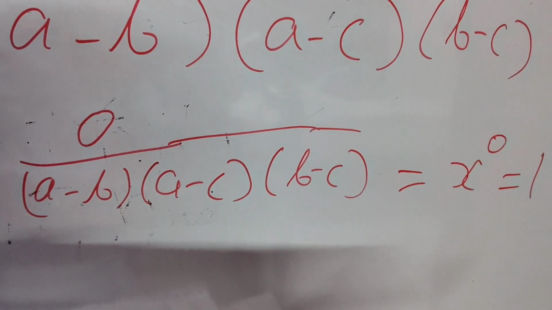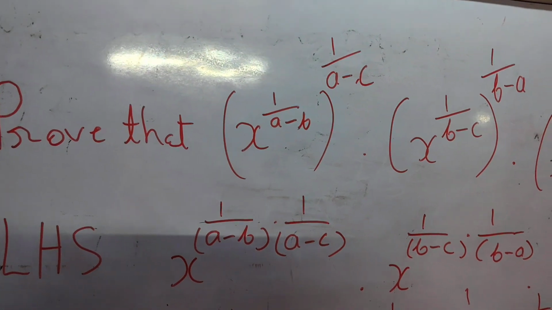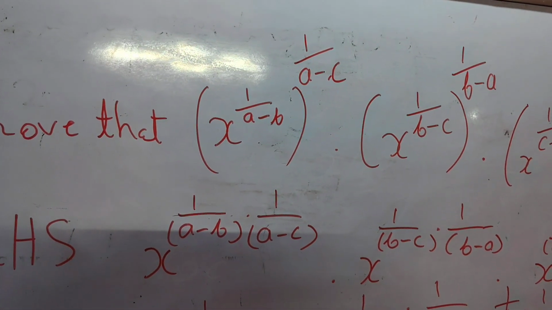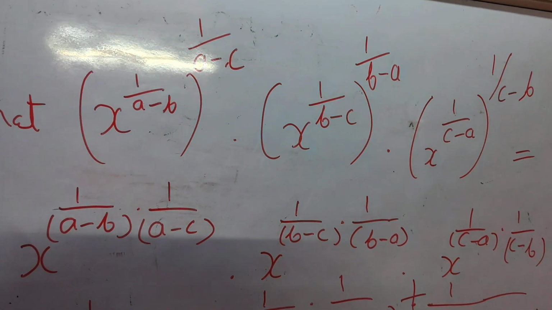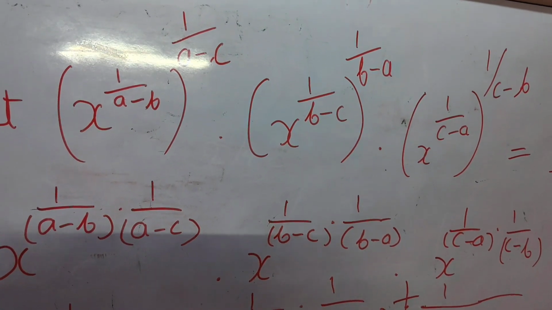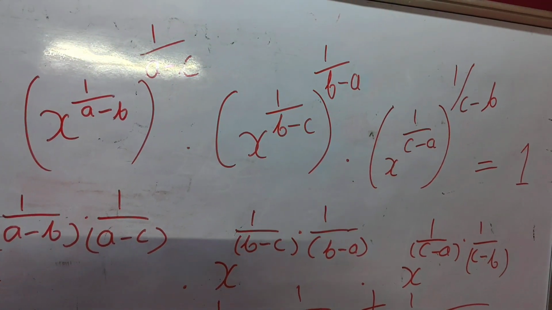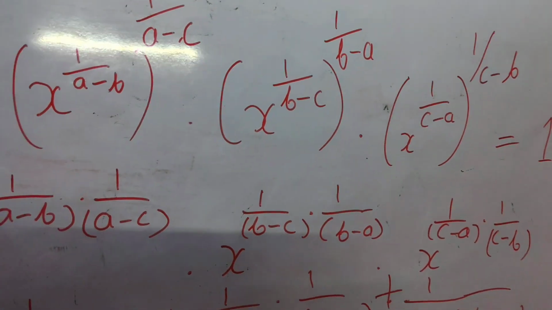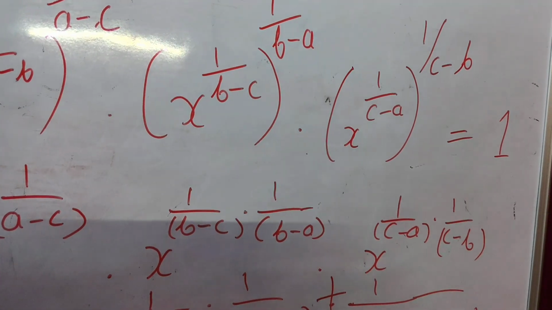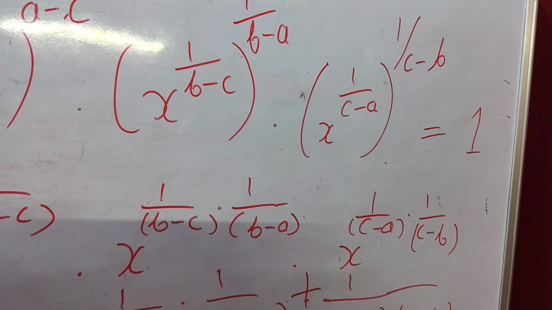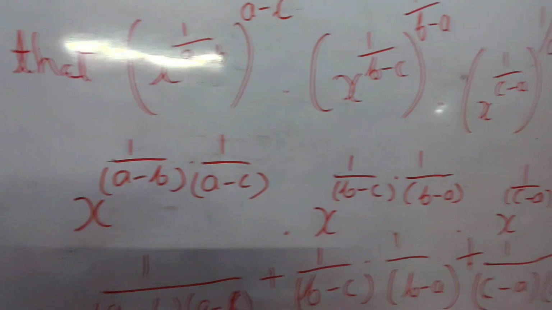Let me explain you once again. This is the sum: to prove that x to the power 1 by a minus b, to the power a minus c, into x to the power 1 by b minus c, to the power 1 by b minus a, into x to the power 1 by c minus a, to the power 1 by c minus b, and we have to prove it 1.